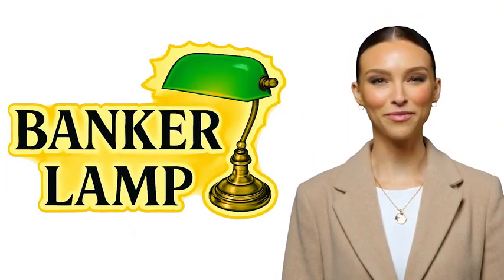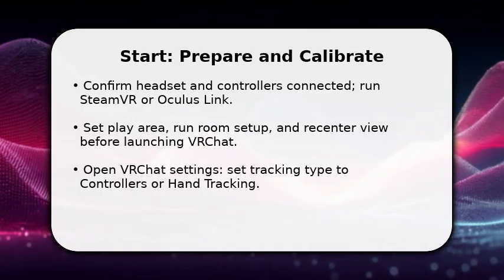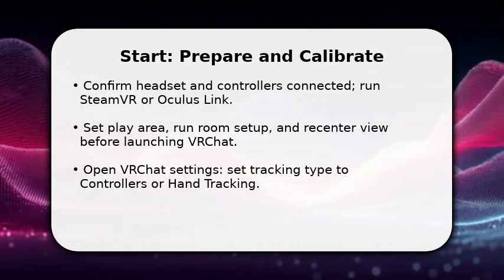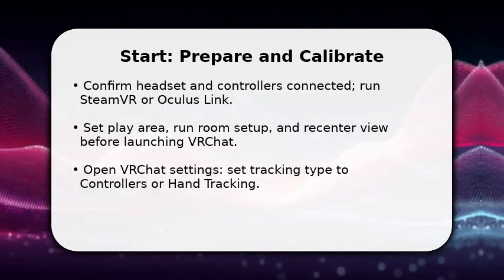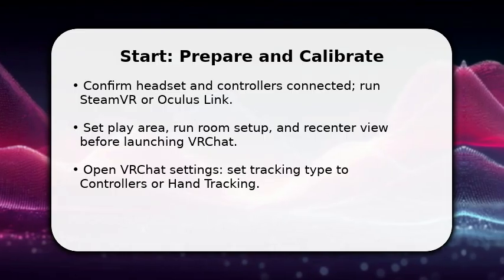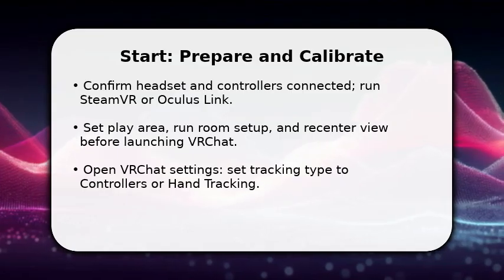Please enjoy the video. You already have your headset and controllers active. First, make sure you run Steam VR or your headset's runtime and complete the room setup so tracking is stable. Once done, launch VRChat and open settings, select controllers or hand tracking depending on your hardware.